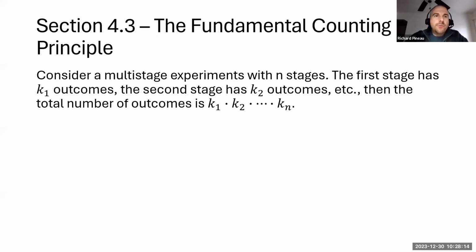This section concludes with what's known as the fundamental counting principle. And this is kind of interesting. What it says is we consider multi-stage experiments with n different stages. And the first stage has a certain number of outcomes, we can call it K1. The second stage has K2 outcomes, etc. So the total number of outcomes would be us multiplying K1 times K2 times K3 times however many stages there are. Okay, so it basically says we're doing a bunch of multiplying here.